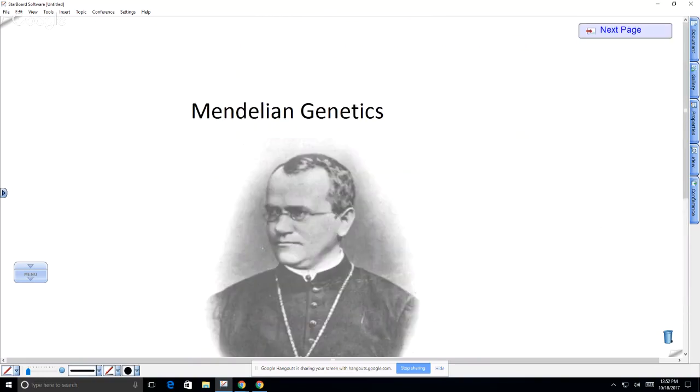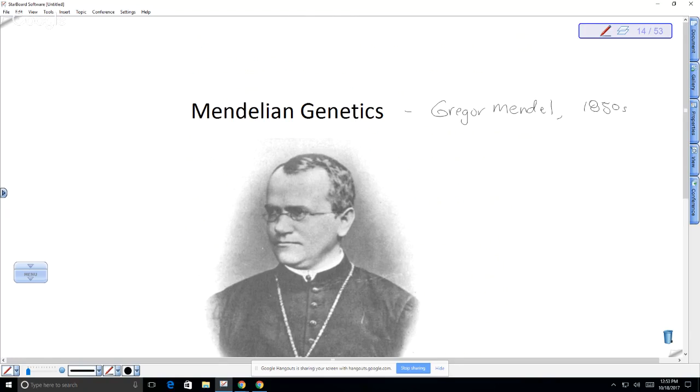Okay, so we are moving on today, and this is something that we're going to be talking about and looking at next week as well. And we're going to have a lab over Mendelian genetics. So most of you have probably heard of Mendel. This is Gregor Mendel, and he was a monk that lived in the 1850s. And he is most notable for his study of pea plants.